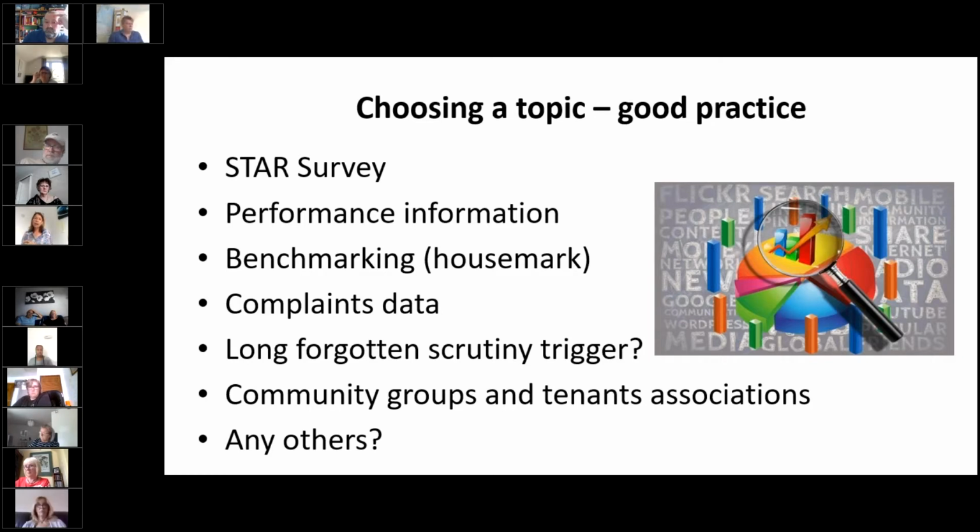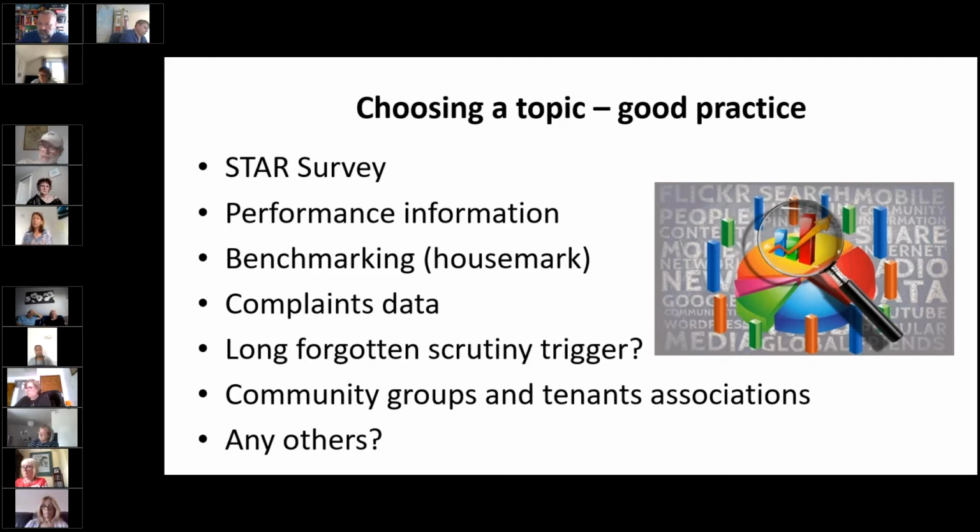So underneath choosing a good topic and the bullet points there's some ideas, some suggestions around choosing a topic and how that's done in places. The first one is about looking at surveys. So I've put the STAR survey up there, which is the survey of tenants and residents. And a lot of organisations carry that out on a regular basis.